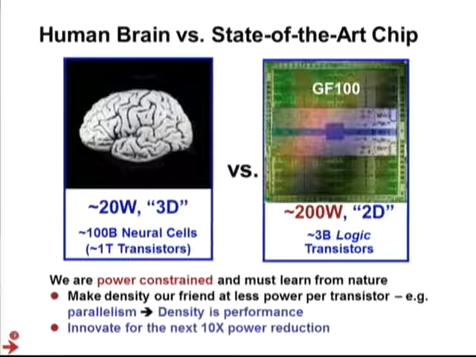So we have a long way to go to catch up when we compare silicon chip with the state-of-the-art, with the human brain, where density is performance. So let's make density and scaling our friend again with parallelism and lots of energy-efficient transistors. And also we have to look beyond simply just transistors. And in the future, we may also explore the mixed use of memory devices for logic operations as well.